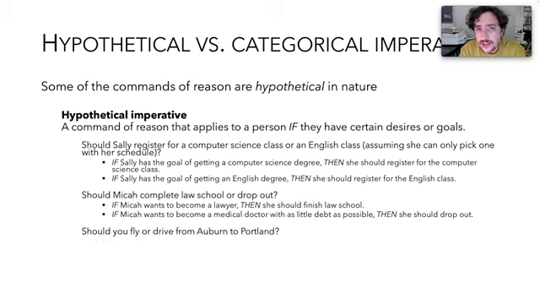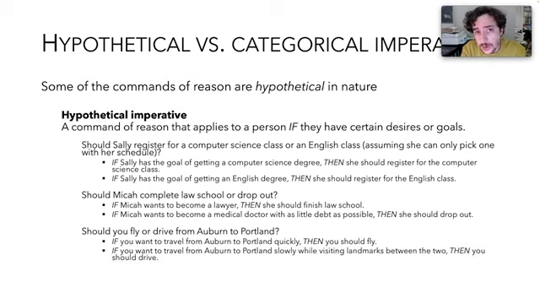Now, let's imagine that you're going to go on a vacation to Portland and you're coming from Auburn. Well, what would be the rational thing to do as far as travel goes? Should you travel by flying or driving? Here, too, it depends upon what your goals or desires are. If you have the goal or desire to travel from Auburn to Portland quickly so you can spend as much time in Portland as you are able to, well, then rationality would command that you fly, since that's the best way to achieve those goals.